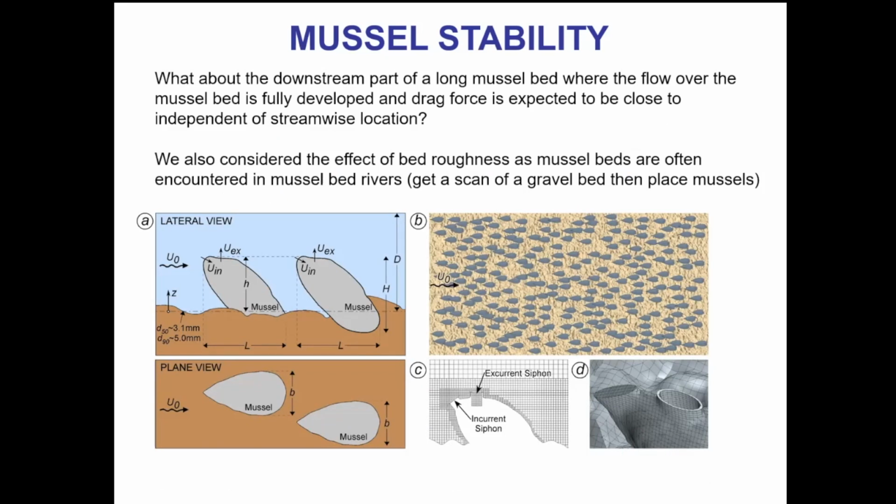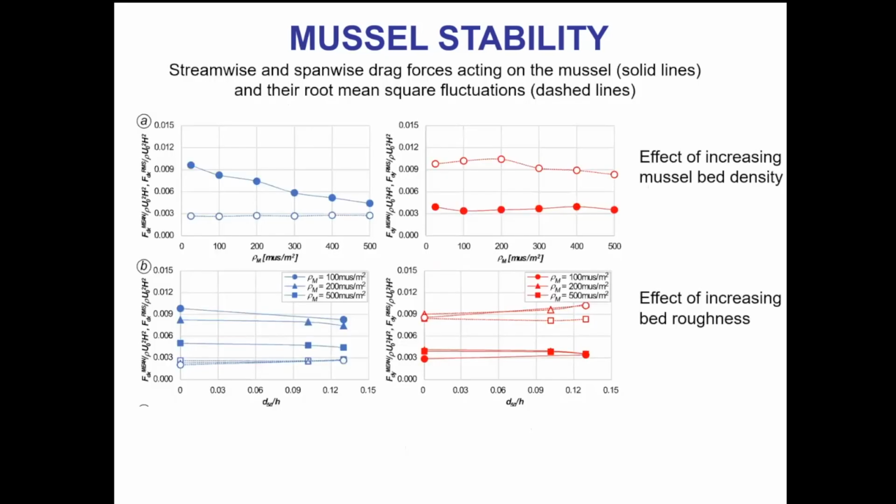In this case, we added one more parameter of interest, which is the roughness of the bed. For example, here we took a scan of a gravel bed and put the mussels on a gravel bed, and we compare these results with when the mussels are put on a smooth bed. Again, the mussel species is a little bit different. These are a little bit more streamlined mussels, but in terms of results, for each test case we can get only one value of the drag force.